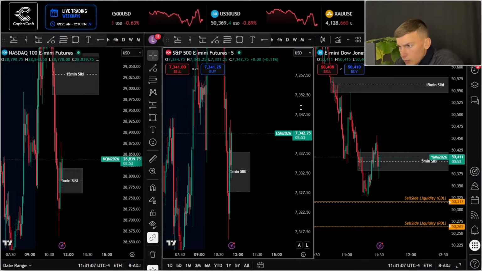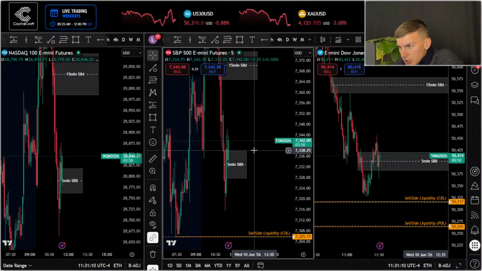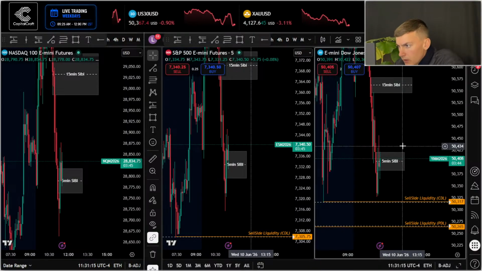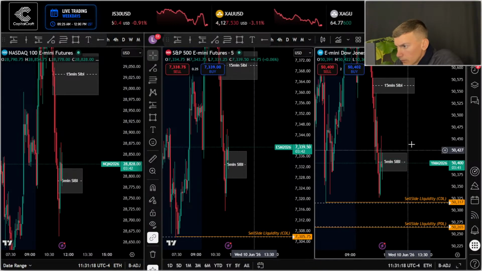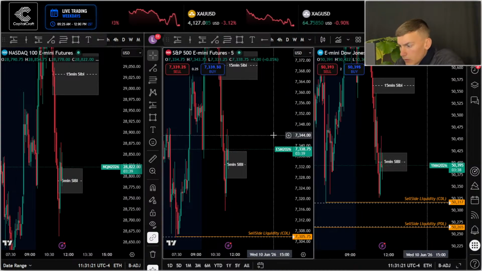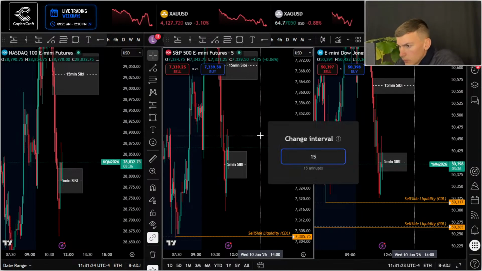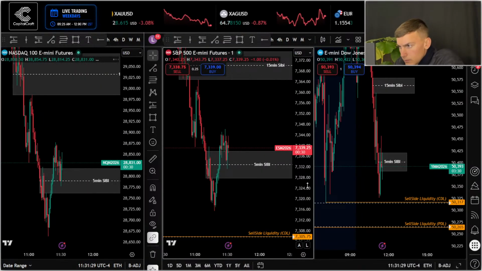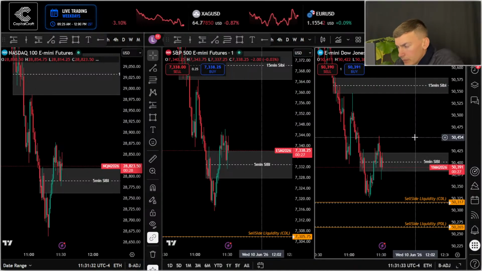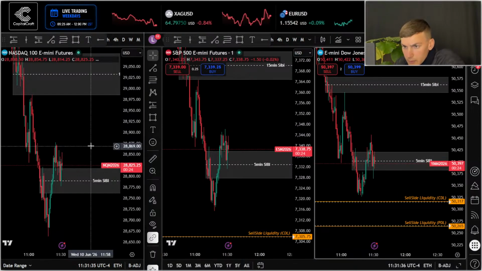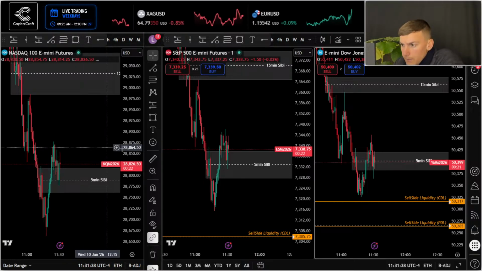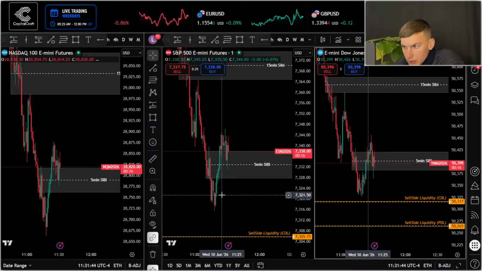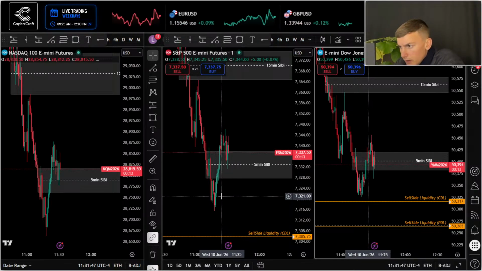Now the problem is that we've essentially violated this specific SIBI. Thing is, I can't go short, so that's completely out of the picture. But yeah, I just don't like the fact that we've once again taken out that specific high. We could not do that on our other one.